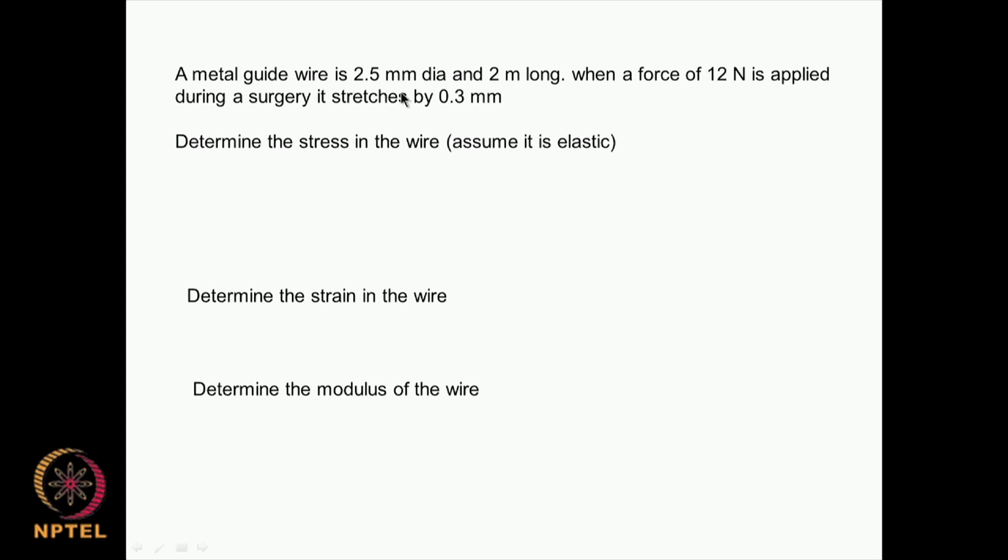So, we have a metal guide wire. You must have heard of guide wires. These guide wires are used quite a lot, especially when they place urethral stents or cardiovascular stents inside the body. These guide wires are made of stainless steel or nickel titanium. They actually guide the material through the artery or veins so that the surgeon can place the material at the desired place, and he or she will be looking at the location using certain visual devices. So, a metal guide wire is 2.5 mm in diameter and it is 2 meters long.